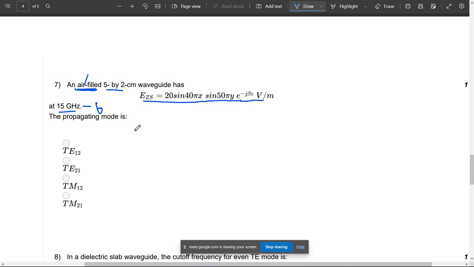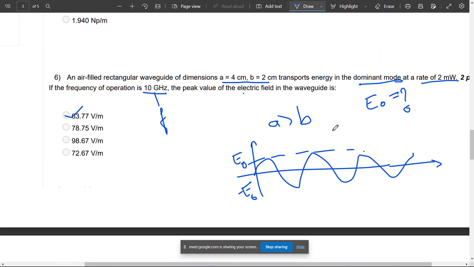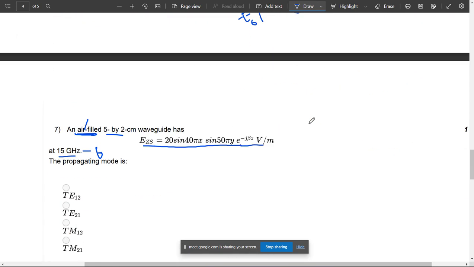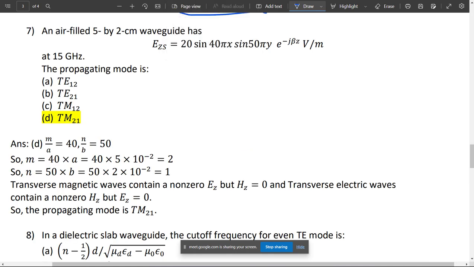Try to solve it. I have already told you, if a is greater than b, then it is TE. Madam, only the first two options are possible, but how do we find out which one, 1, 2 or 2, 1? Let's go ahead and try to see that.